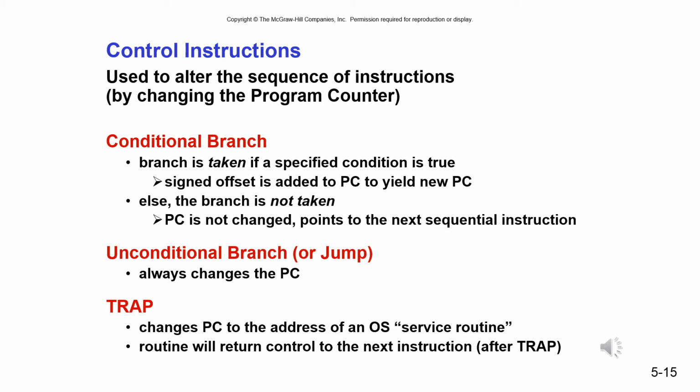If the condition is not true, the PC is not changed and it points to the next sequential instruction. An unconditional branch or a jump always changes the program counter.